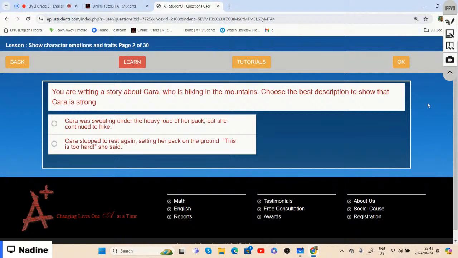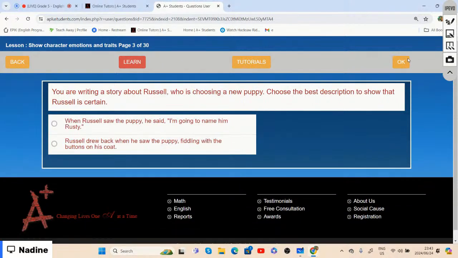All right. So if we were to show that Kara is strong, especially since she's hiking up the mountain, then yes, we can say Kara was sweating under the heavy load of a pack, but she continued, option one. Now, like how Prabha was adding, she showed strength and perseverance, right? She showed that she's not giving up, she's not going to stop, she's going to continue. And that is what we need to do, especially when we feel like something is too hard, or we feel like we are going nowhere, or we feel like we want to stop and we don't want to end something. At least try, right? It shows perseverance and it shows strength.